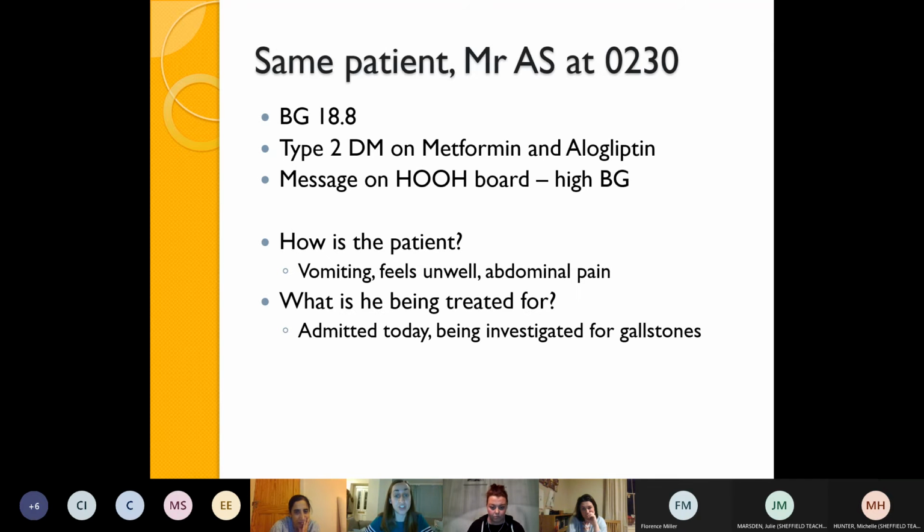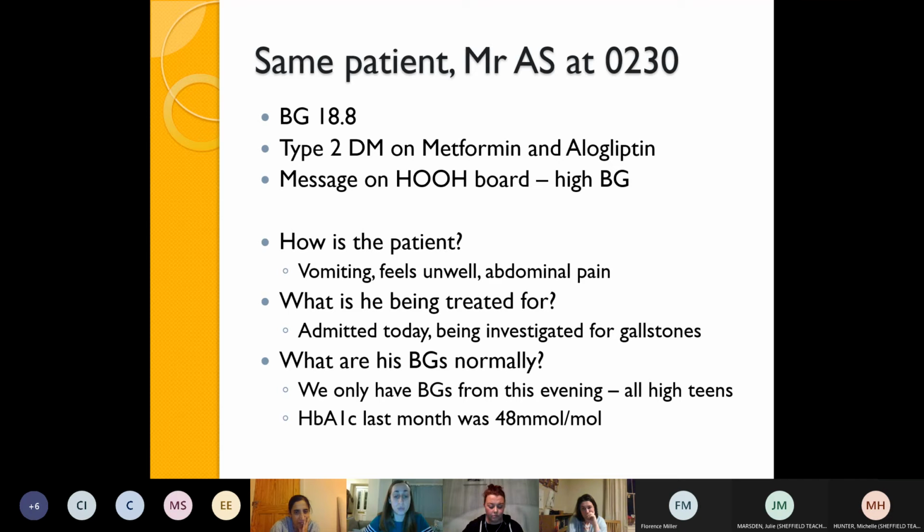And he's come in under the surgeons with abdominal pain, vomiting, being investigated for gallstones. And we don't have any blood glucose. He's only just come in, and it's 18.8, but his HbA1c was 48. So we would expect that normally he has perfect control. Normally we would say it's less than 10. It's now suddenly 18.8. He's vomiting, he's got abdominal pain, and he's just not very well. So what would you want to do with this chap now?